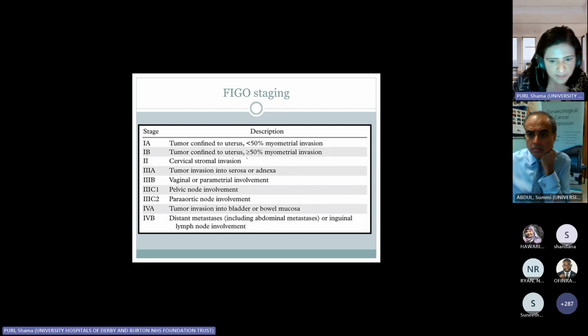So FIGO staging, we are not using the 2023 yet. We are still using the older one. So 1A, as we said, is less than 50% myometrial invasion. 1B is more than 50%.